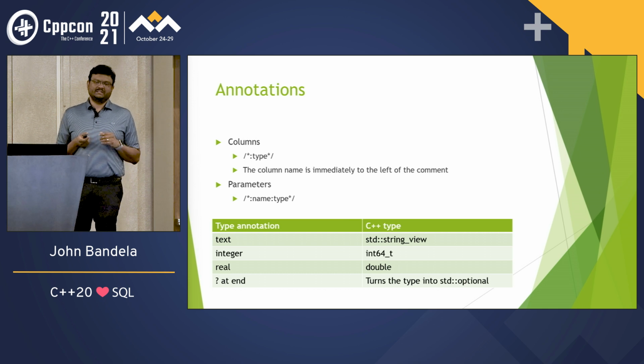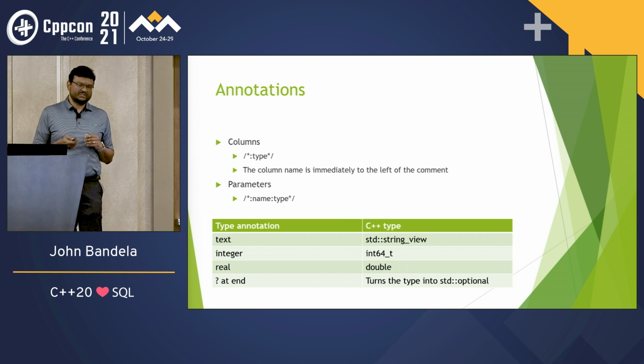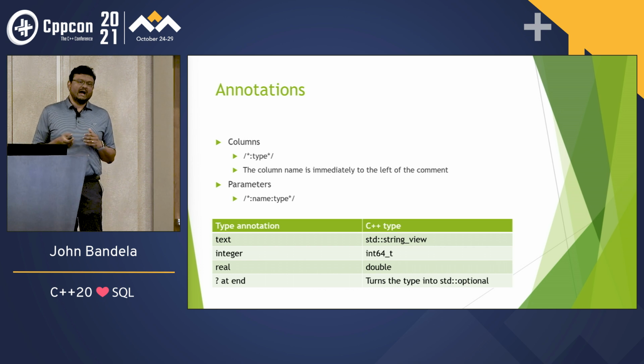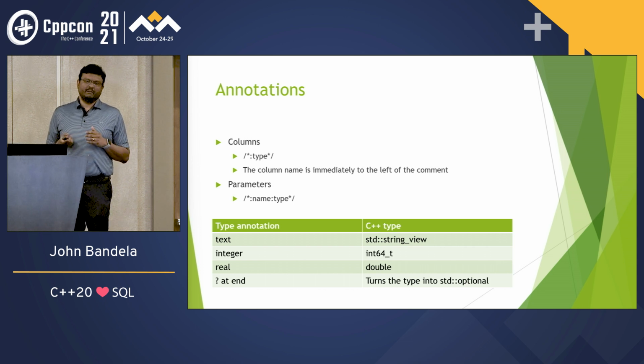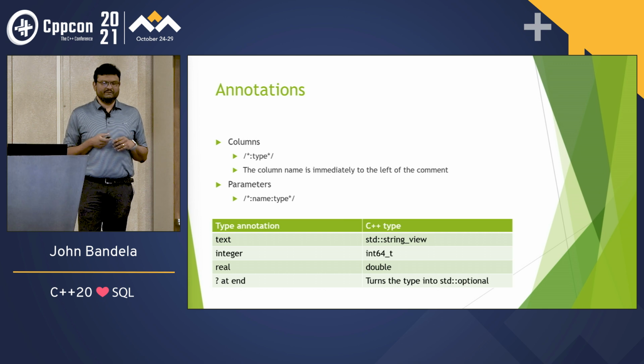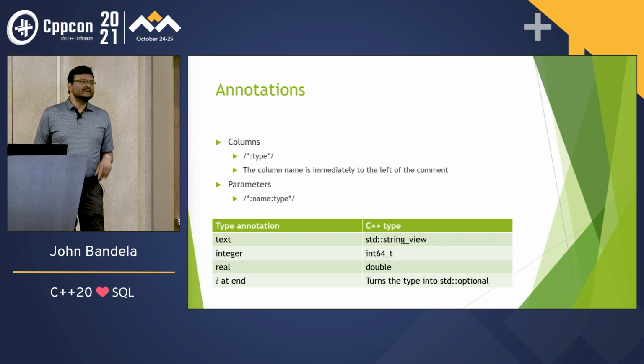And the type annotations: text will correspond to a string view, integer will correspond to an int64, real will correspond to a double. And for any of these, you can put a question mark at the end and that'll turn it into an optional of whatever it was. So if you put a text question mark, we have a question here, go ahead.